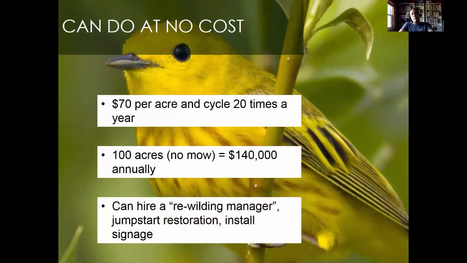Now, the danger, of course, is people take that money and just pocket it. I mean, the city will say, we saved the money, but really it is to hire a rewilding manager that will jumpstart restoration, and you can install signage that will engage with the community, because once they see those areas not being mowed, they're like, oh, wait a minute, what's going on here? So you actually do need this signage.